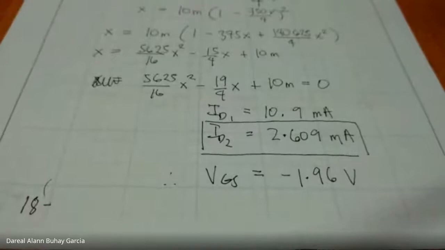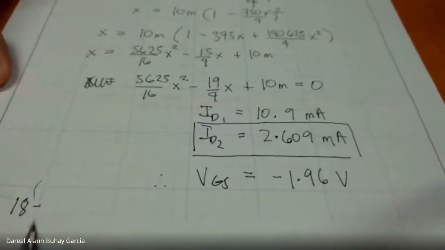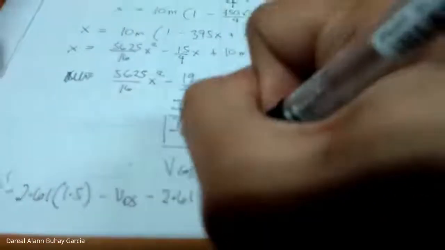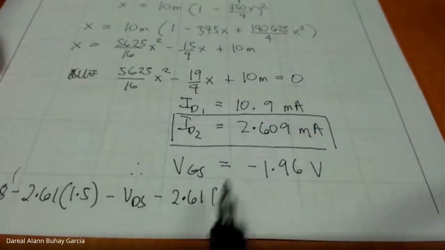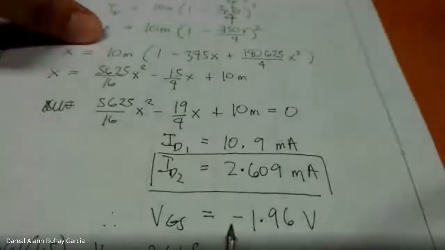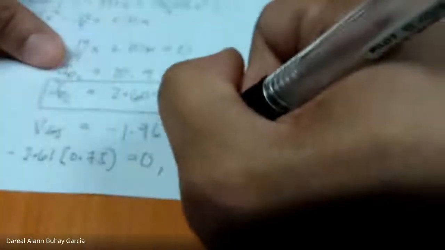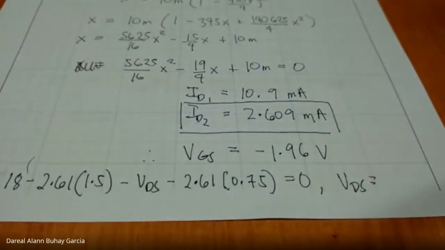18 minus IDRD, 2.61 times 1.5 minus VDS minus 2.61 times, IS is equals to ID man, times 750, pila man iking kilo, 0.75. Therefore, VDS is equal to 12.13.